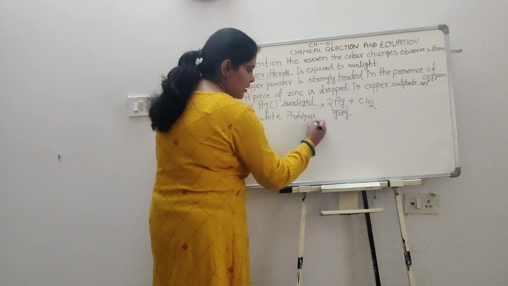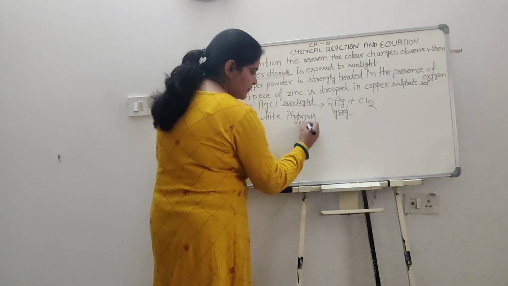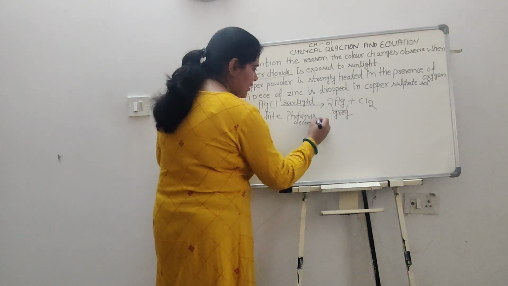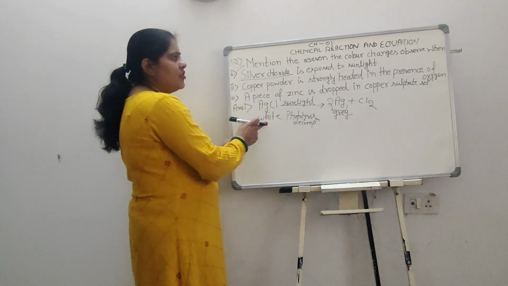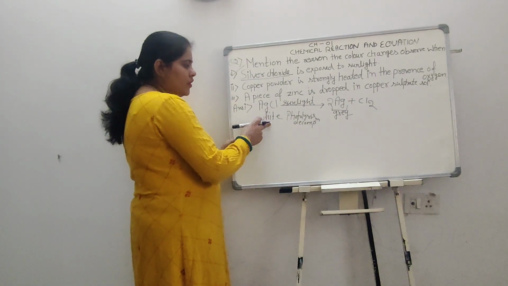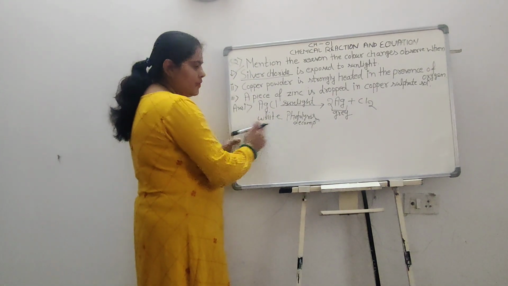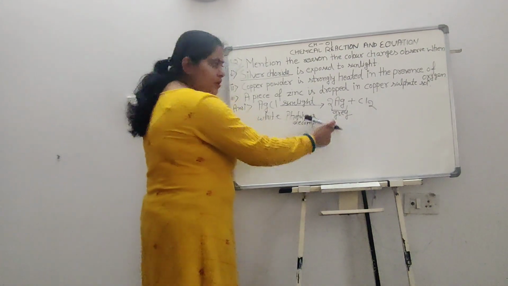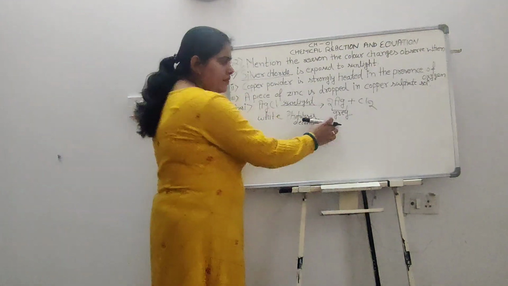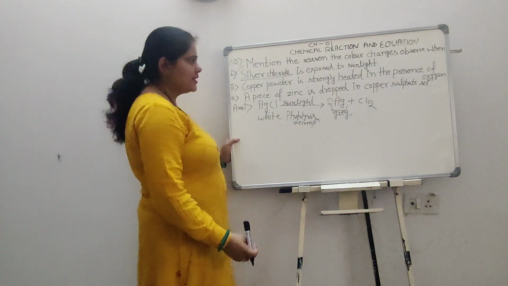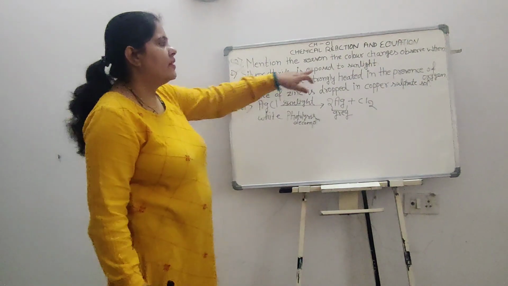Photolysis decomposition. Which color change do you observe? You will observe a change of color from white to grey because of the formation of silver and chlorine gas in this reaction. So silver chloride is exposed to sunlight.